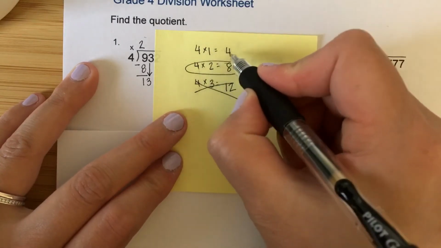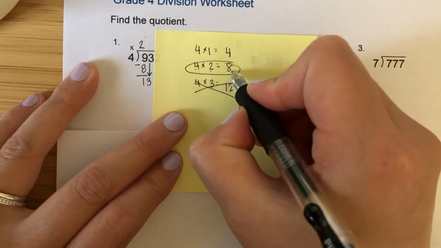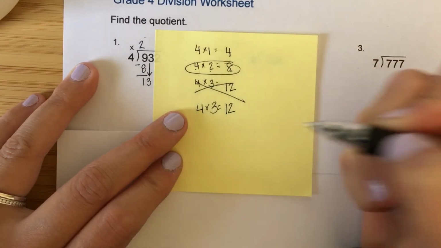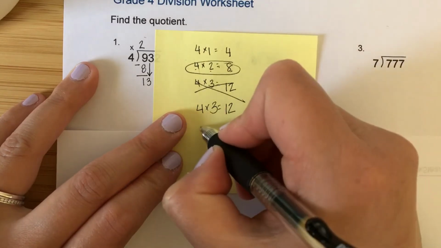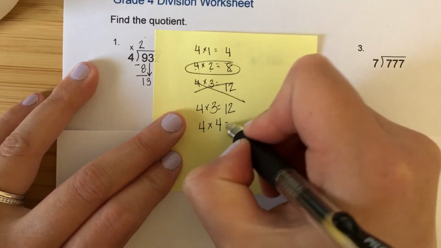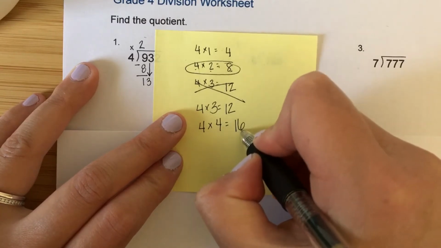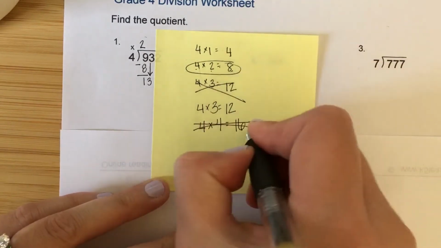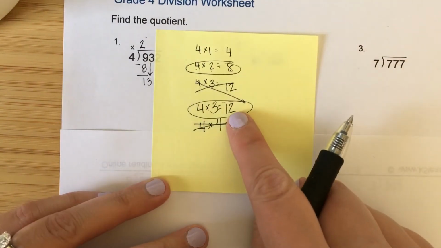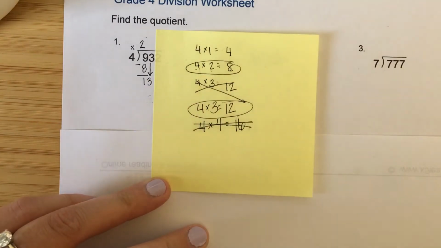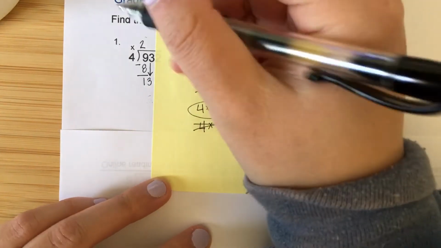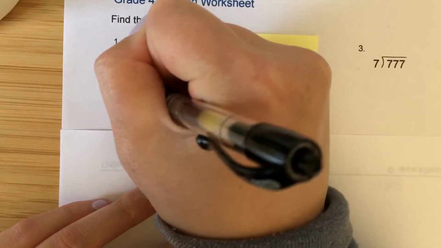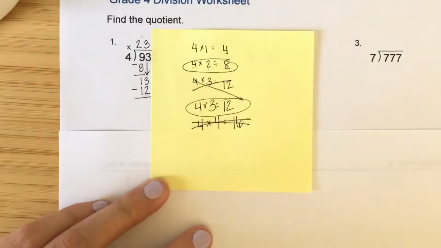Well, 4 times 1 equals 4. 4 times 2 equals 8. 4 times 3, let me rewrite that, equals 12. Let's try one more and see. 4 times 4 is 16. Is this too big? Is 16 bigger than 13? Yes, so it's not this one. It's this one. It's closest. 12 is pretty close to 13 and it's not bigger than 13. So 4 times 3 gives me 12, so you can subtract 12 right here.